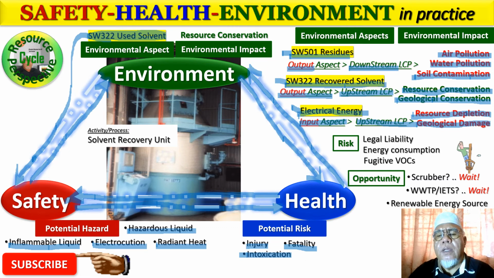The first risk that we're going to talk about is legal liability. Namely, in this country, for these particular environmental aspects like SW501 residues and SW322, the legal liability here pertains to the Schedule Waste Law. And there are other legal liabilities. Perhaps there are some limits on usage of electrical energy for this unit from the energy body itself, the corporate company that owns electrical energy in this country.